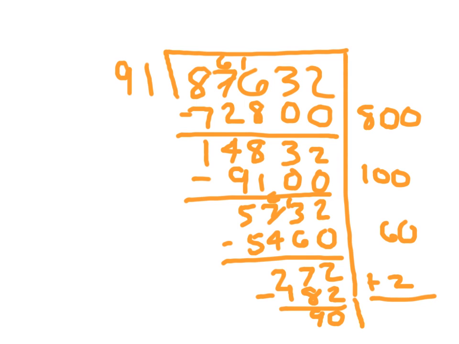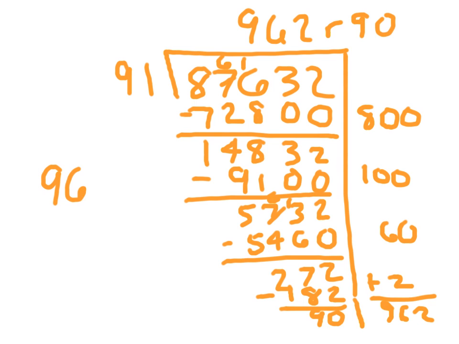Add all of those partial quotients together, and that's the approach for partial quotient division here. 800, 900, 960, 962. So our answer is 962 with the remainder of 90, or we can express that as 962 and 90 91sts. And that's that.